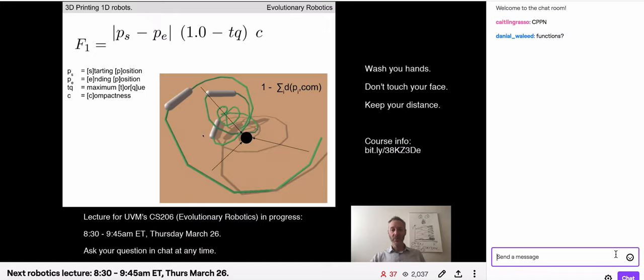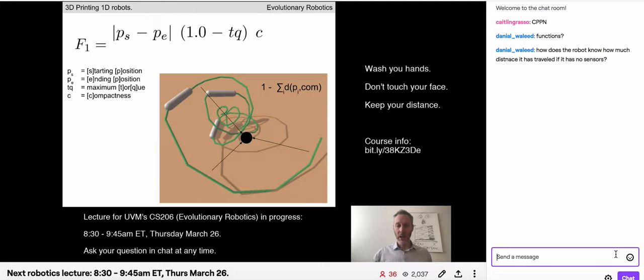To compute the compactness, they revisit each segment in the robot, take the X, Y, and Z position of the ith segment, and compute the distance between that segment and the center of mass. They sum up all of those distances from all segments to the center of mass. You can convince yourself that if all of the positions are at the center of mass, you have a sum of zero distances and you have something that is maximally compact. What is the shape here of the least compact robot possible?